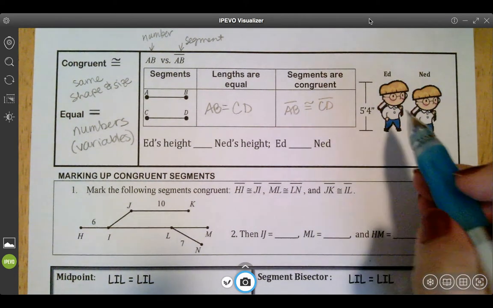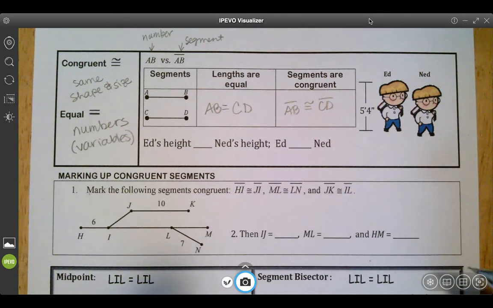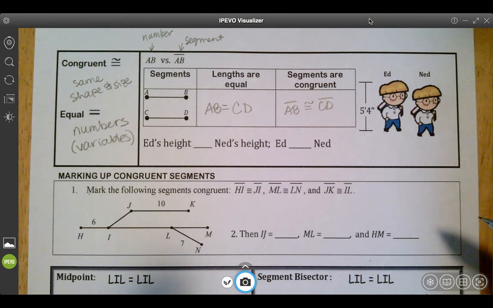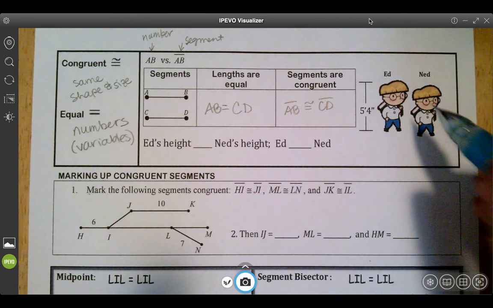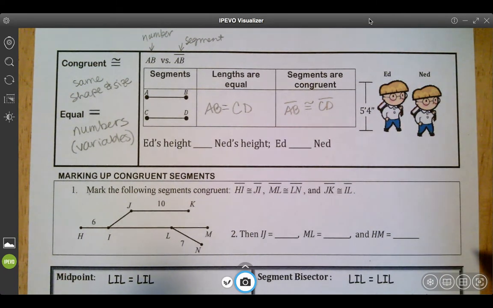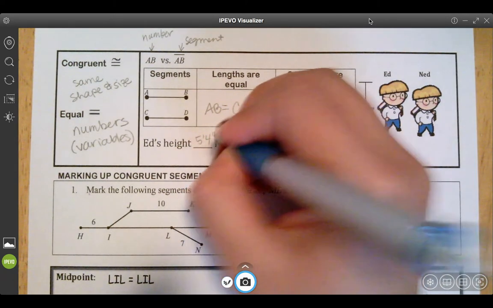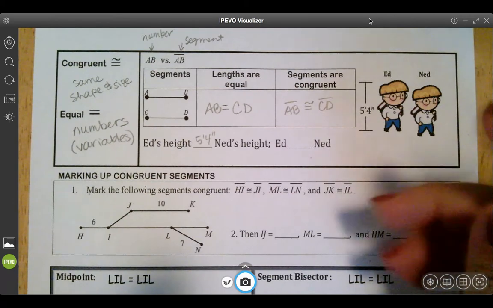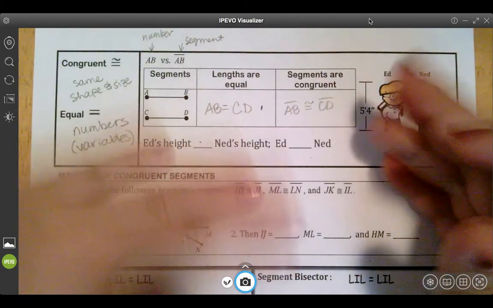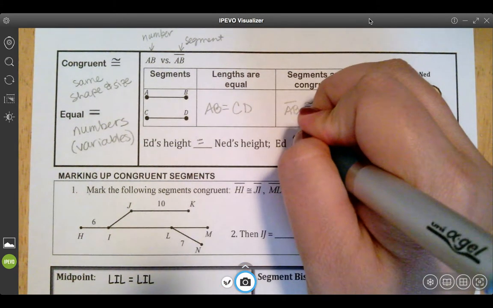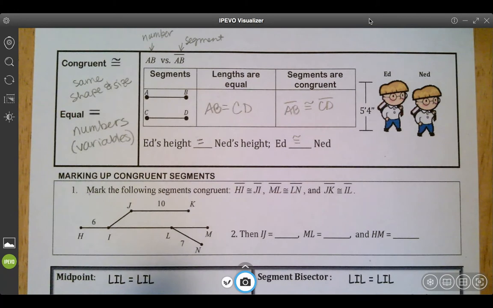So an example would be Ed and Ned are twins, and they have the same height. So 5'4" is equal to 5'4". Their heights are the same. But I can't say Ed equals Ned. I can say that Ed is congruent to Ned. Okay, so Ed's height is 5'4". Ed's height is equal to Ned's height, but Ed is congruent to Ned.